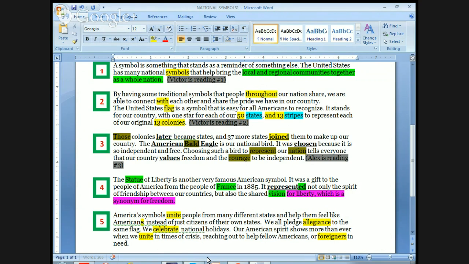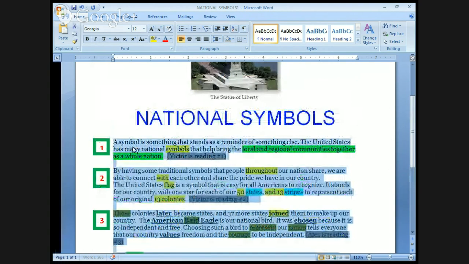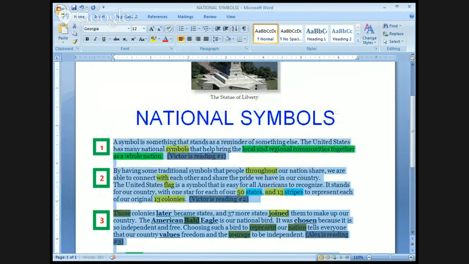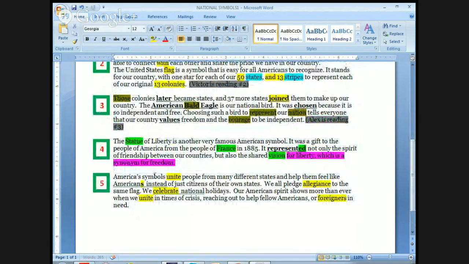And say the word foreigners 5 times. Foreigners. Foreigners. Foreigners. Okay. Let's see. Foreigners would be, where do you live, Alex? What country do you live in? I'm from Russia.